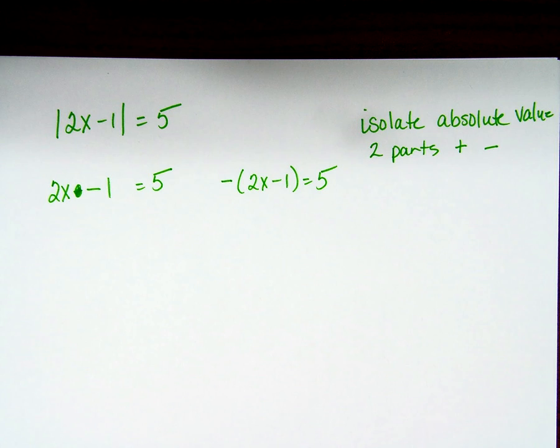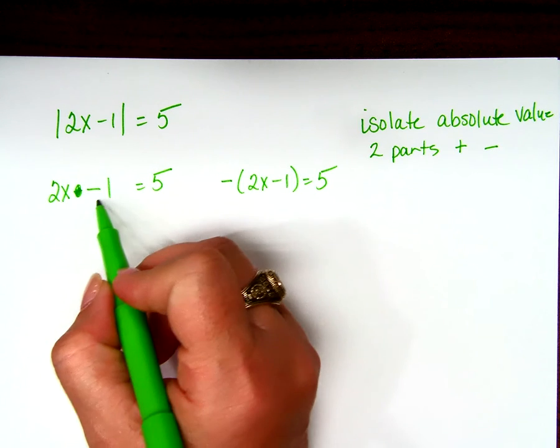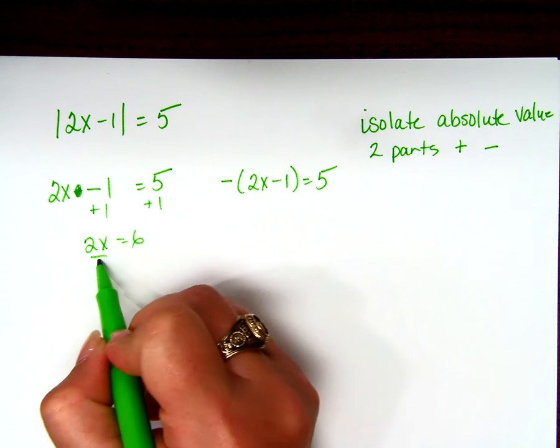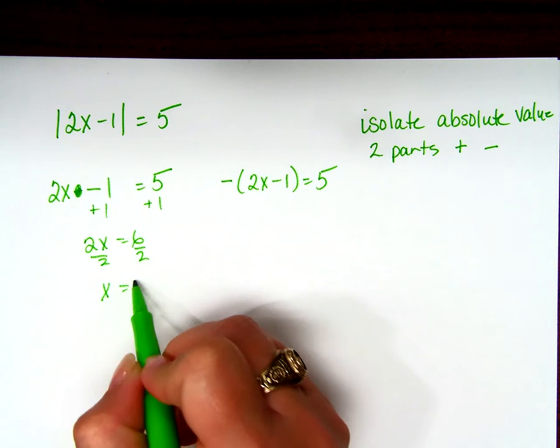Okay with that? Well, now I just solved these just like I normally would. 2x equals 6. So x equals 3.